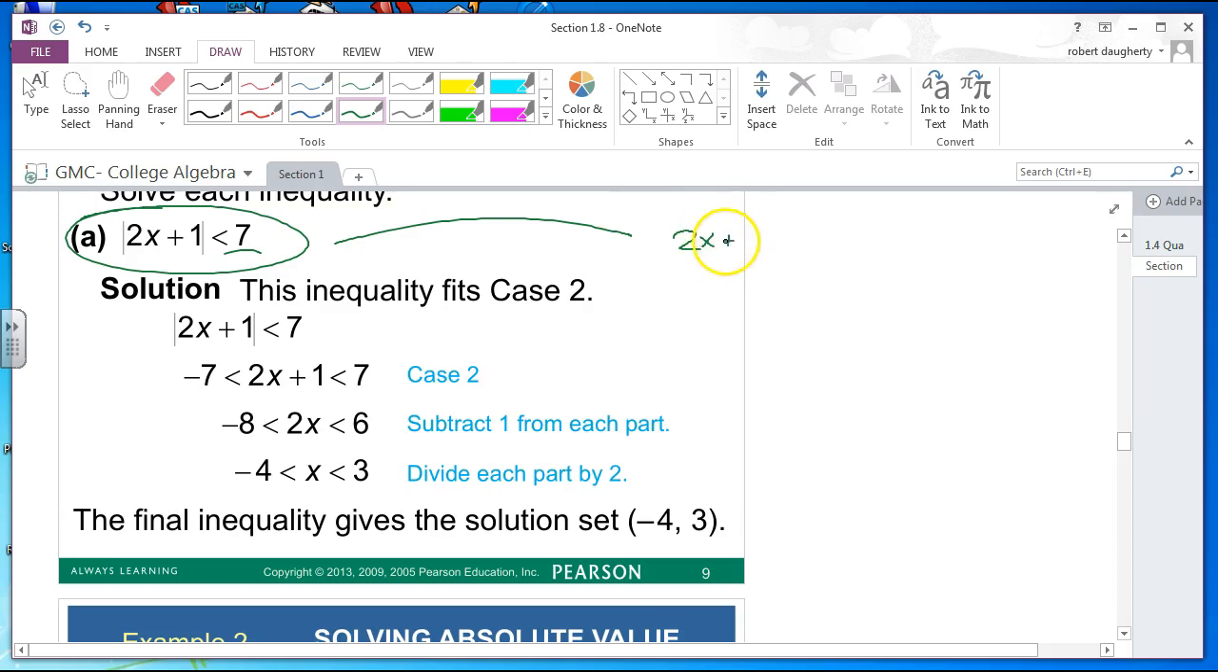So 2x plus 1, absolute value, is less than 7. So I want to create two different problems here. First problem, write down everything just like it is, but skip the absolute value sign, okay? That's the first problem. Next problem, I want you to write 2x plus 1, and you make two changes. Whatever that inequality sign is, flip it. And then whatever the value is for that number, you make it minus. So create two different problems here.